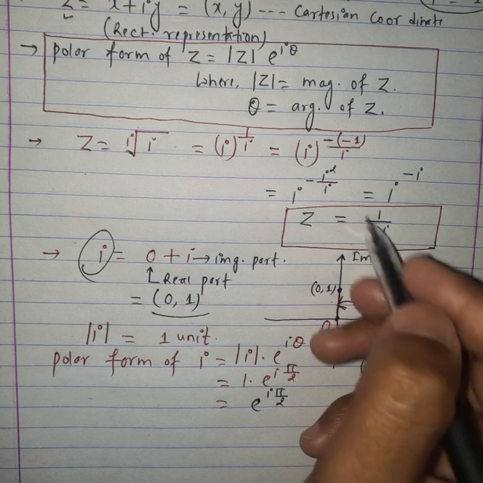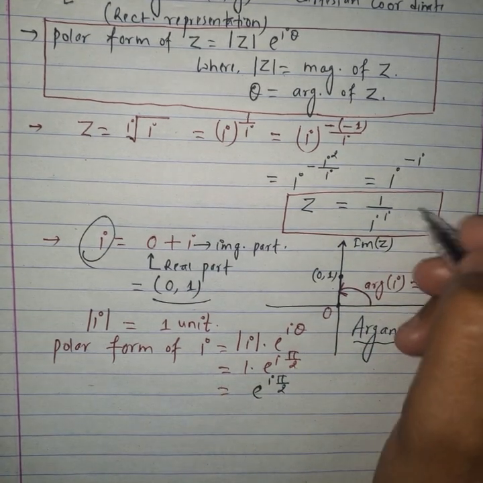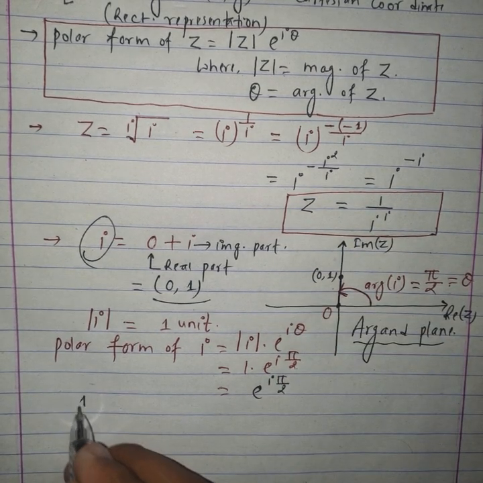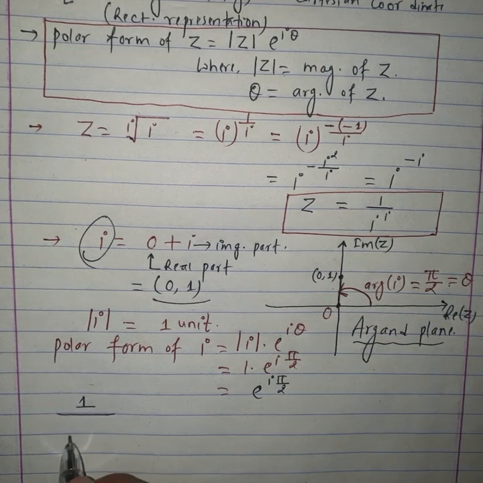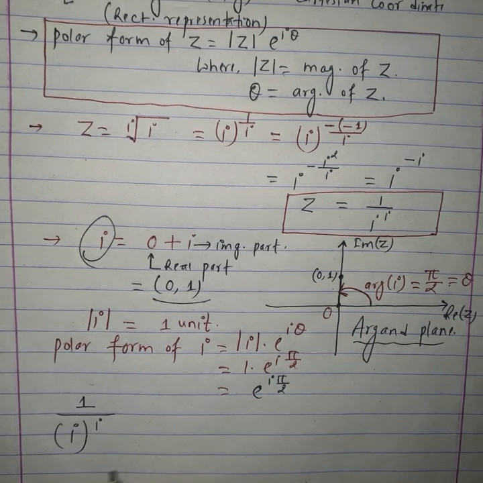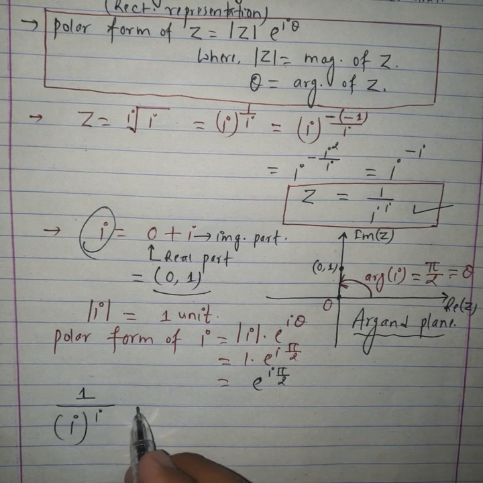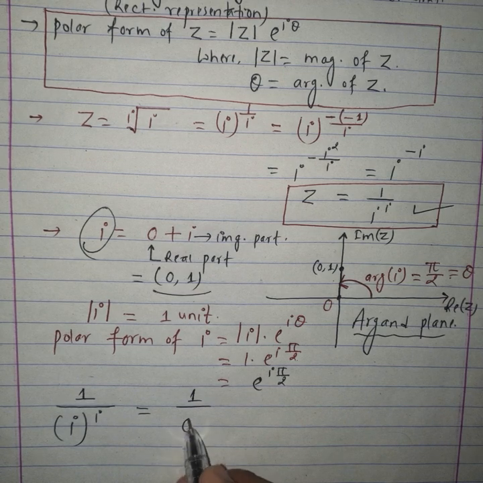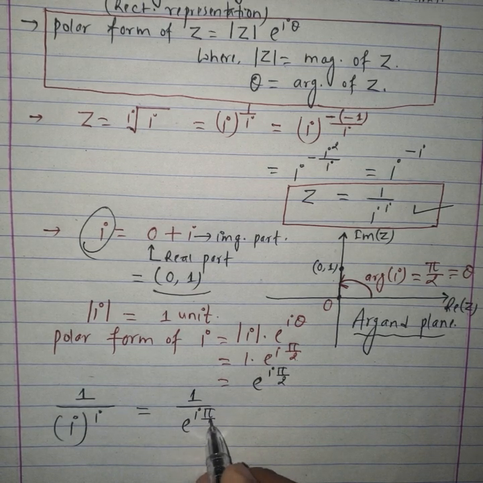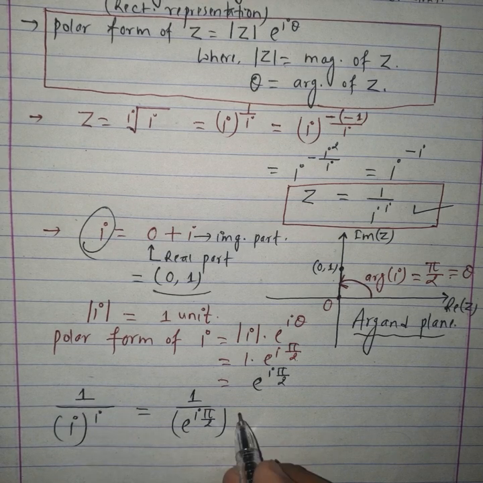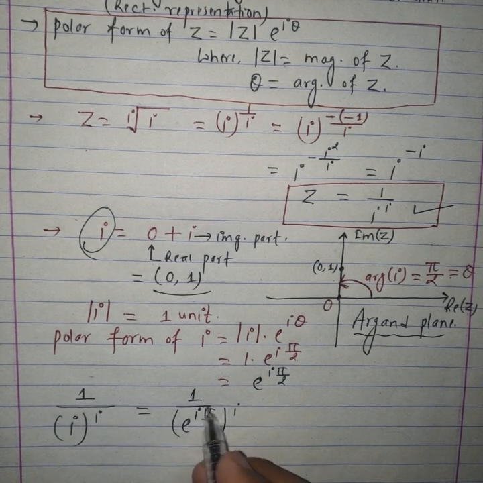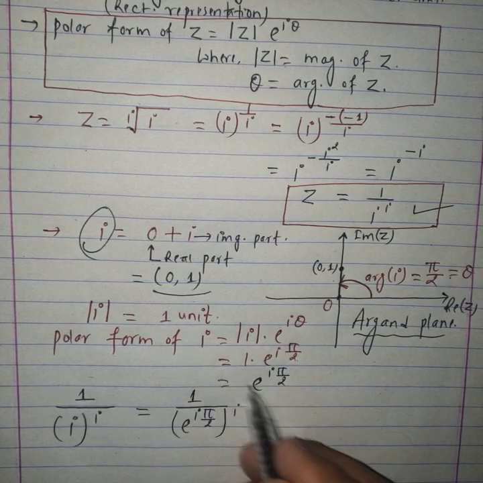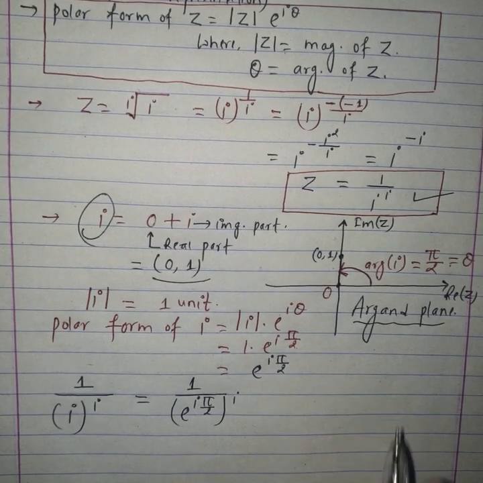Our target is to evaluate this value, so let's move to our target. The expression 1 over i raised to the power of i can be written as 1 over e raised to the power of i pi over 2, and it is again raised to the power of i. Here we just substitute the polar representation of i into this expression.